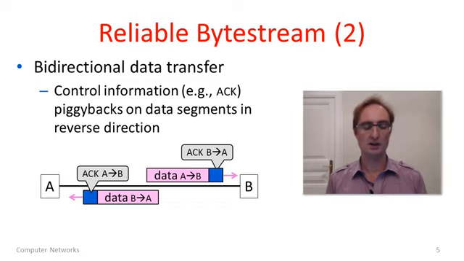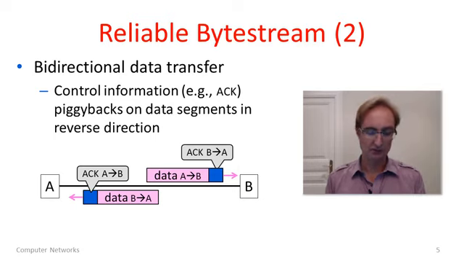A reliable byte stream also gives us another opportunity to combine things. This byte stream is bidirectional, so we're able to transfer data in both directions. Because of this, on TCP segments that are sent in the network, we can piggyback control information going in one direction with data that's been sent in the opposite direction. Control information is information like the acknowledgement number, for instance.